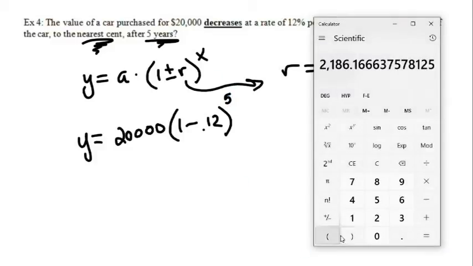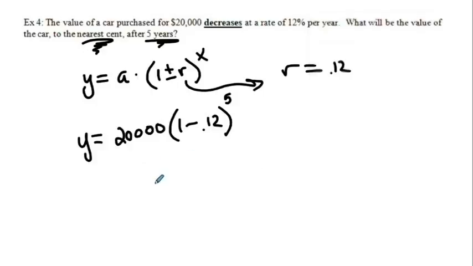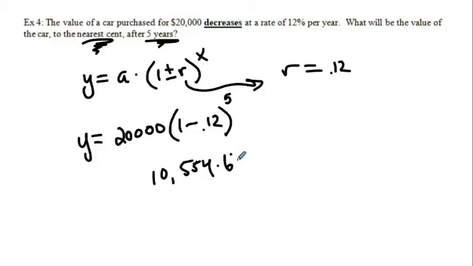Hooray! And we use our trusty calculators. We're going to do 20,000 times 1 minus 0.12. So 1 minus 0.12 is 0.88, to the power of 5, times 20,000. Doesn't matter what order you do it in. You end up with $10,554, and this one asked for the nearest cent, so 64 cents.